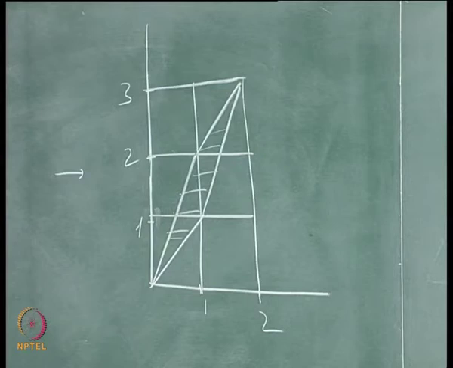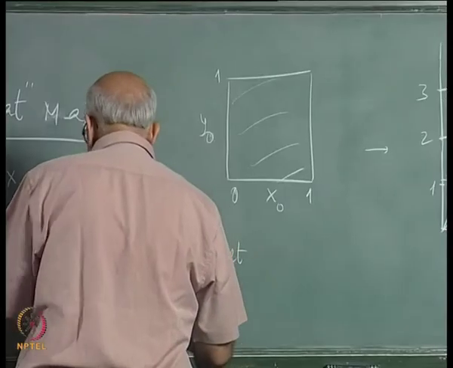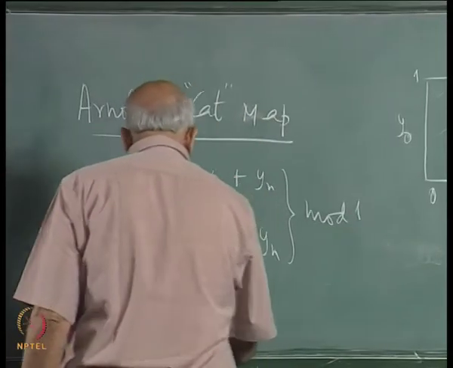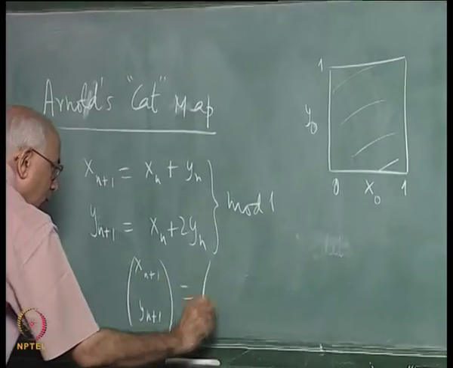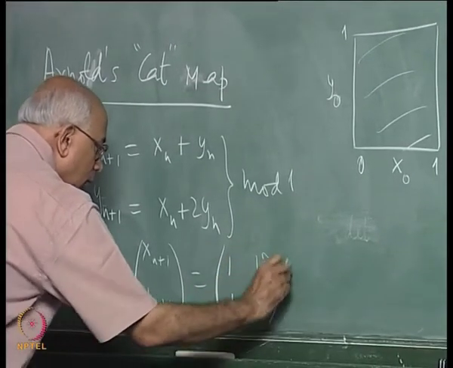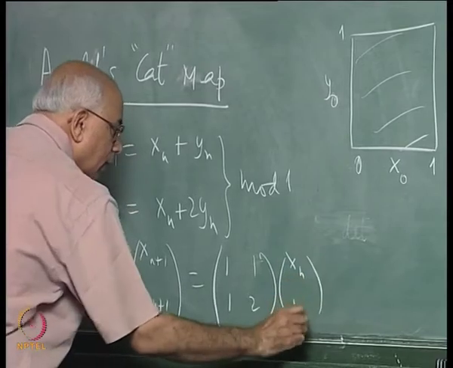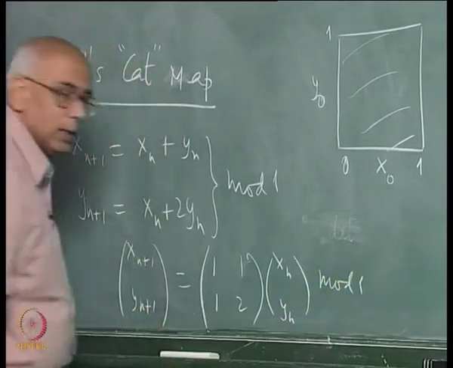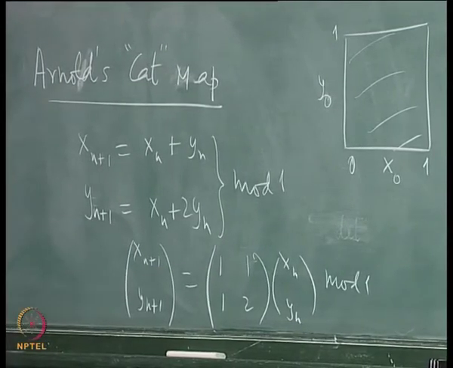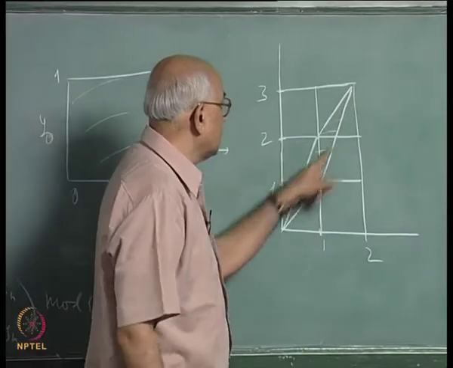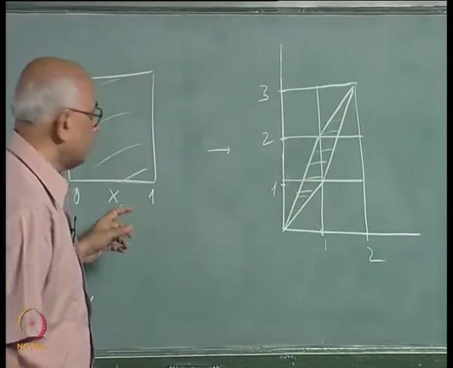What is the total area of this distorted square? That just depends on the determinant of this map. So if I call this map, well, let us call this map A. So what I have is xn plus 1, yn plus 1 is equal to this matrix 1 1 1 2 times xn, yn. The whole thing is modulo 1, of course. The determinant of this matrix is unity, therefore it is measure preserving. We guarantee that the area of this object here is exactly the same as the unit area.